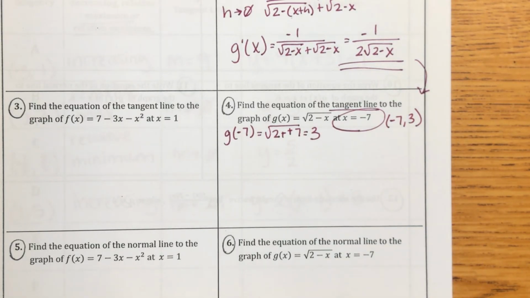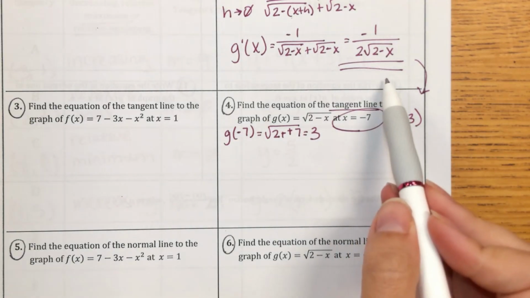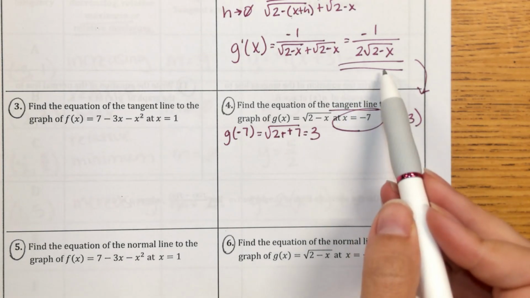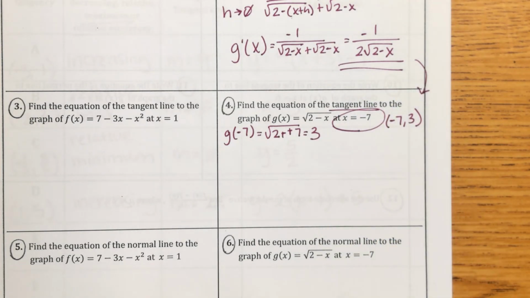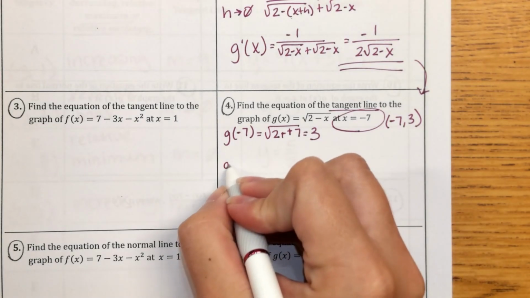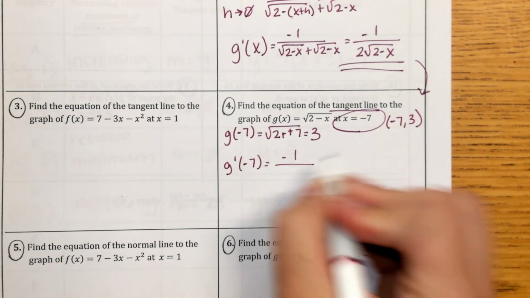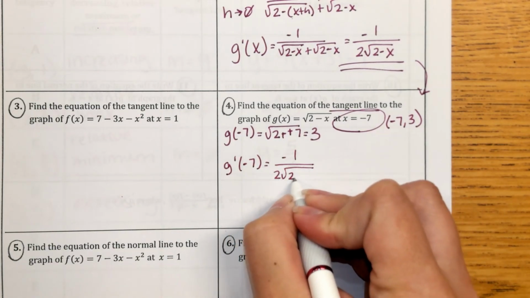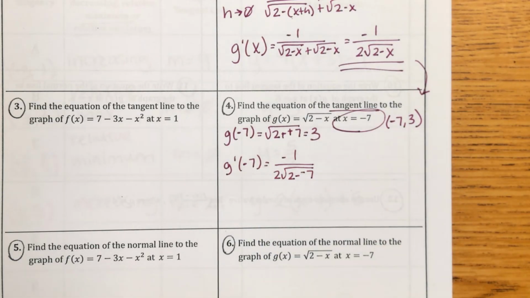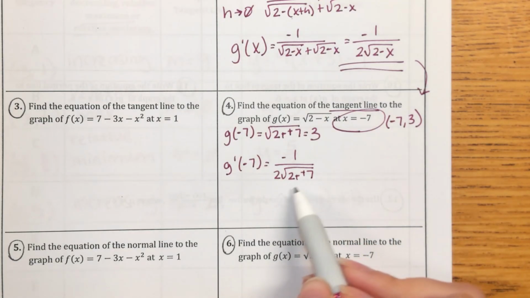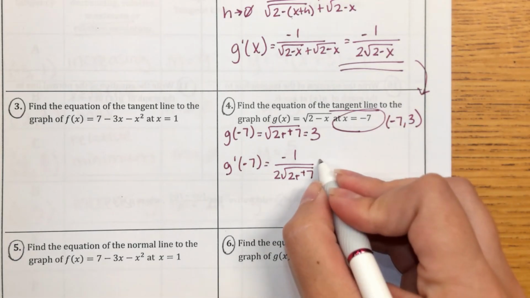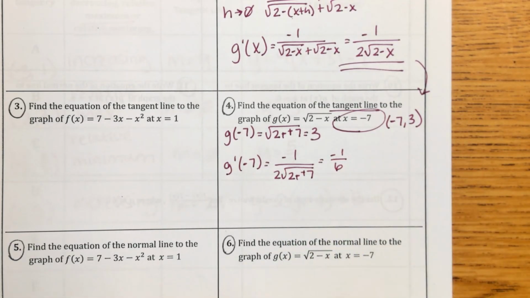Our next step is to solve for our slope of our tangent line. We already have our general formula, which is negative 1 over 2 times the square root of 2 minus x. I'm going to plug in my x value now. So g prime of negative 7, I have negative 1 over 2 times the square root of 2 minus negative 7. So I have negative 1 over, that is square root of 9, so 6. Negative 1/6 is my slope.